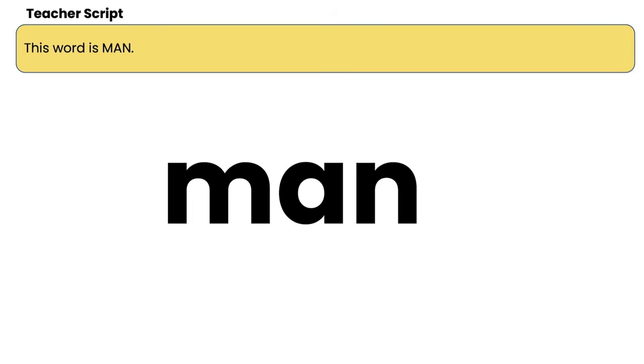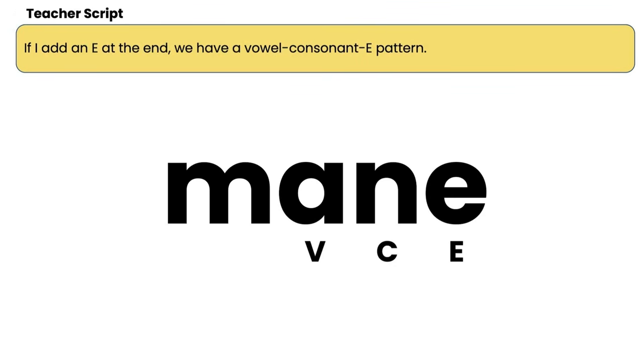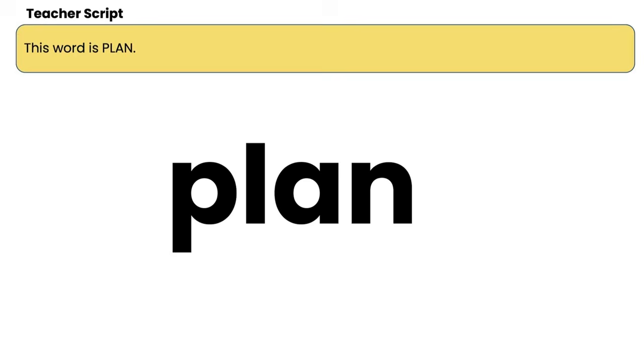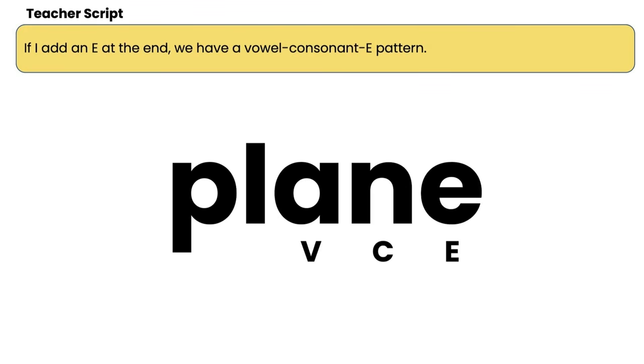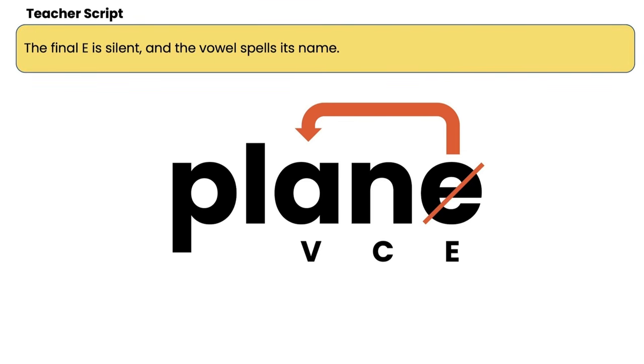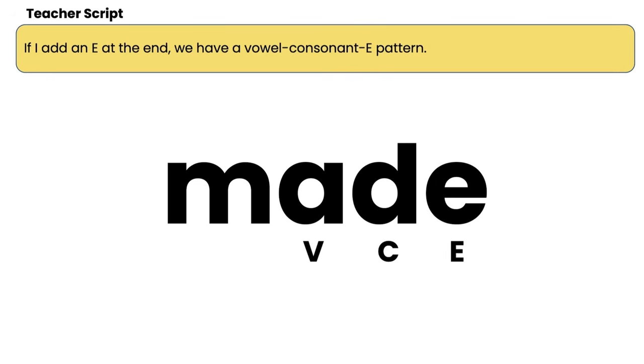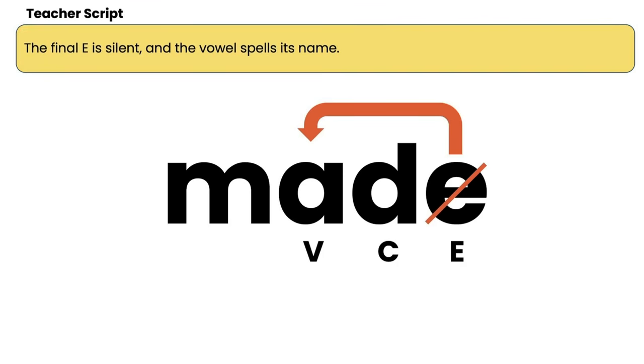This word is man. If I add an E at the end, we have a vowel consonant E pattern. The final E is silent, and the vowel spells its name, mane. This word is plan. If I add an E at the end, we have a vowel consonant E pattern. The final E is silent, and the vowel spells its name, plane. This word is mad. If we add an E at the end, we have a vowel consonant E pattern. The final E is silent. The vowel spells its name, made.